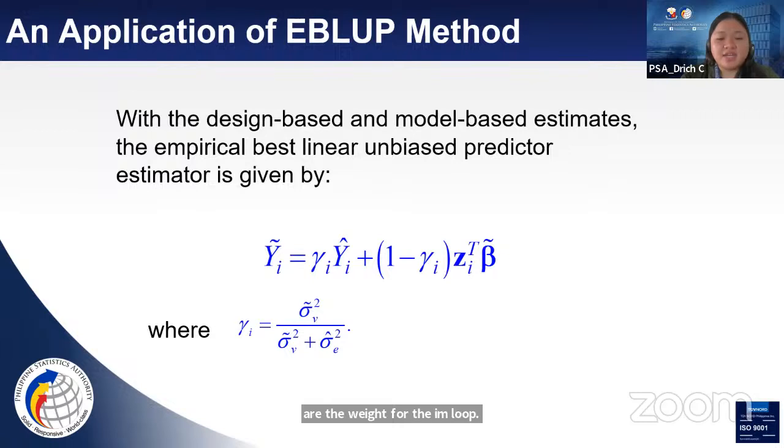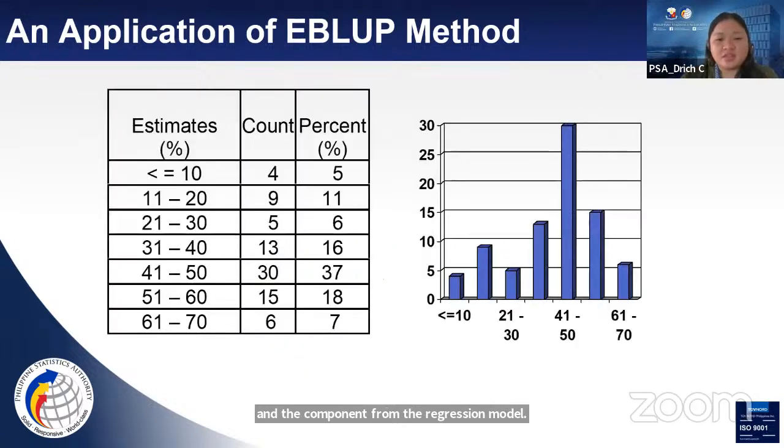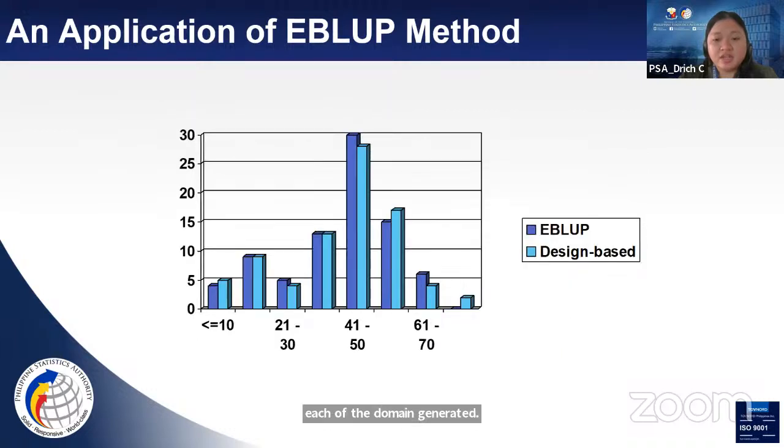Since the EBLUP has two components, we mix the component from the direct estimation and the component from the regression model. So it's like a weighted mean. And then the results showed the distribution of the poverty incidences generated for each of the domains. Further, we can compare the EBLUP as the difference in the results of the design-based and the EBLUP on the poverty incidences generated.